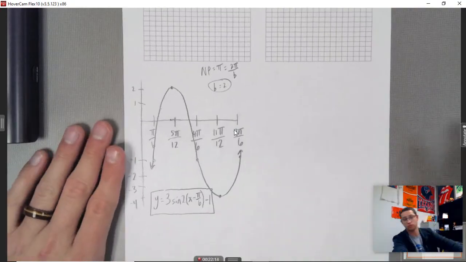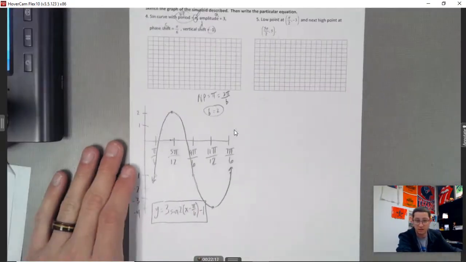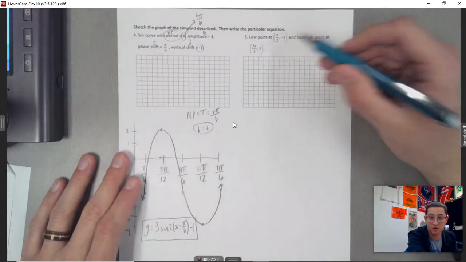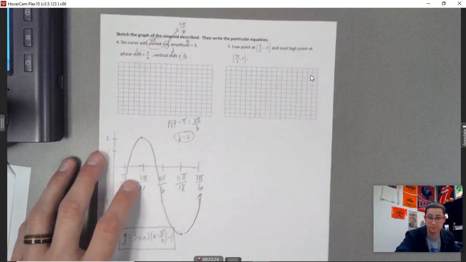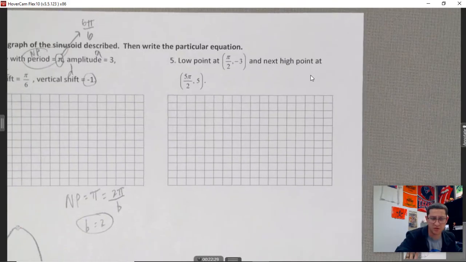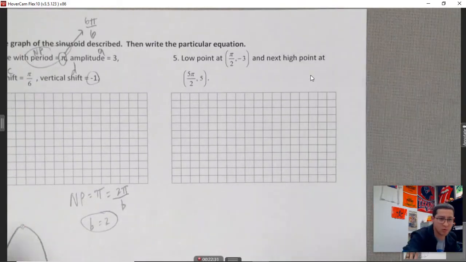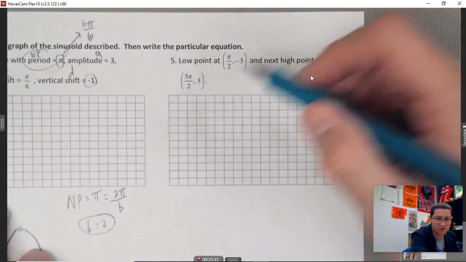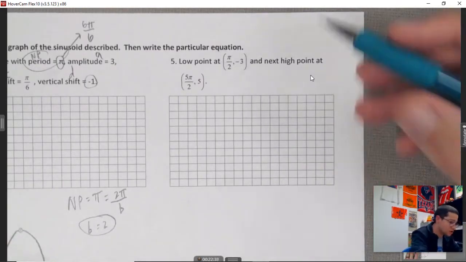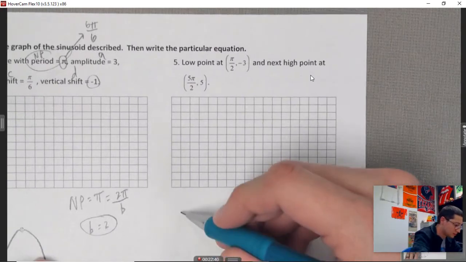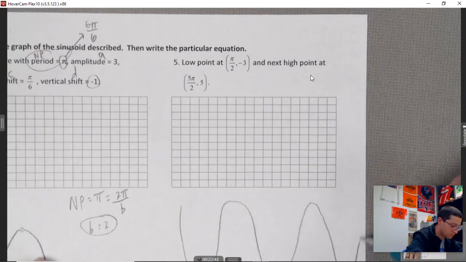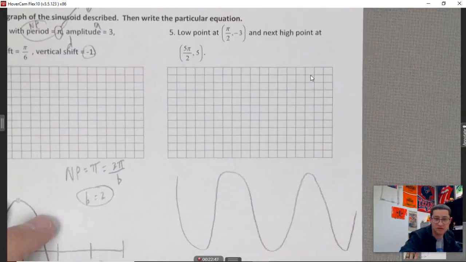And last one, here we go. Okay, this is an interesting question here. All right, low point of pi over 2, comma -3. Next high point of 5 pi over 2, comma 5. Okay, so let's just sketch it. Let's just draw some curves here. And then let's try to extract some information.